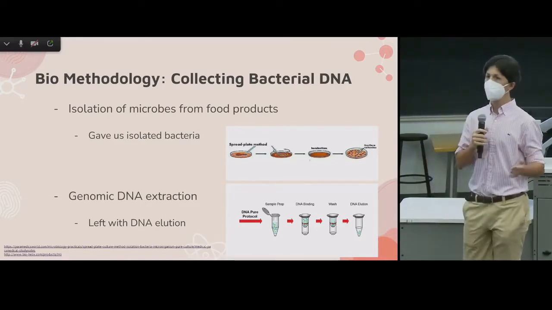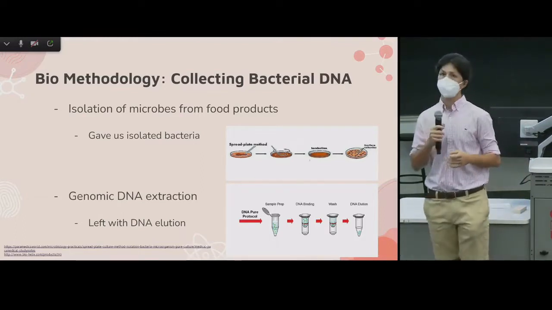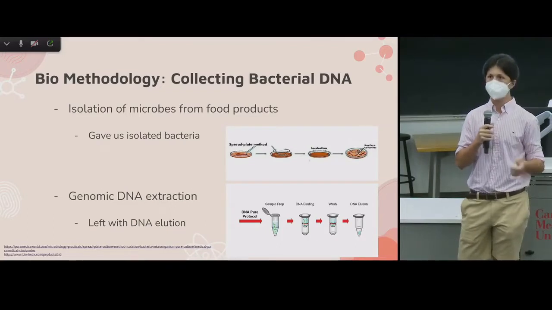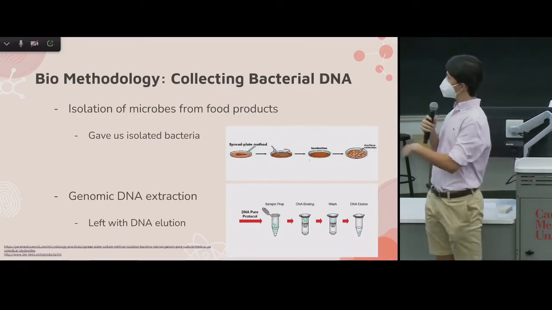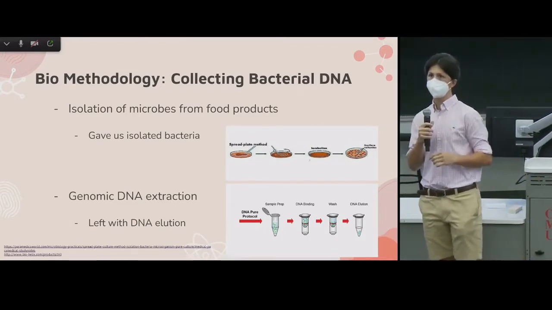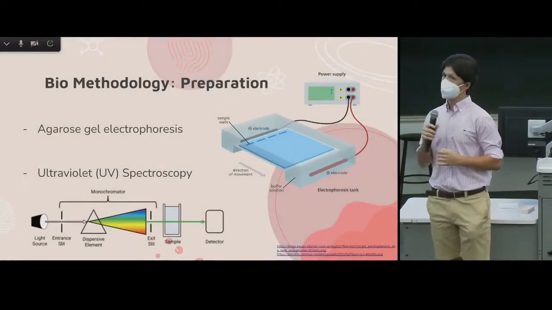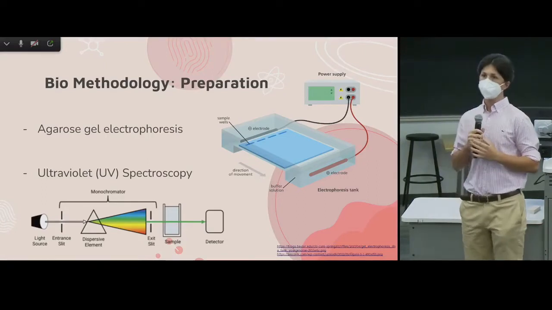And the first thing we did was isolate that bacteria sample's genomic DNA. We did this by stripping out all of the components of the bacterial sample except that genomic DNA, and then eluting that genomic DNA into a small solution that was used in subsequent steps. Now, the first step that we did with that genomic DNA sample was agarose gel electrophoresis.